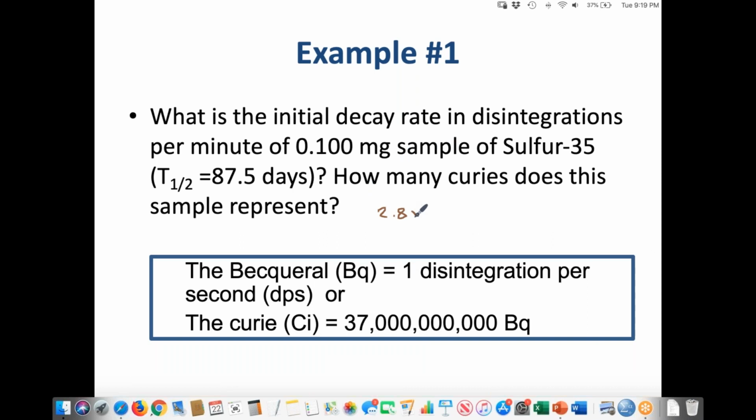2.8 times 10 to the minus 6. Everybody agree with that? Somebody else did it? I'll take your word for it since you're the only guy that did it. That's okay. That's close enough. Don't worry about it. Okay, so that's how many moles that we have, right? Okay, so let's go back to the equation.